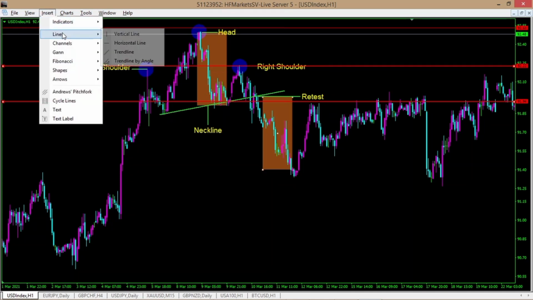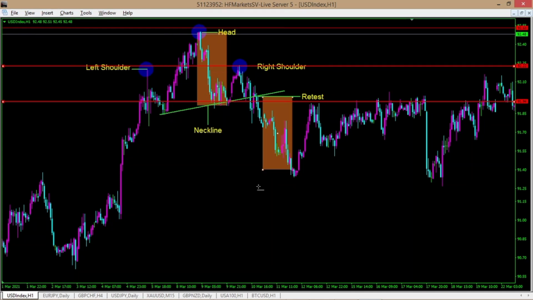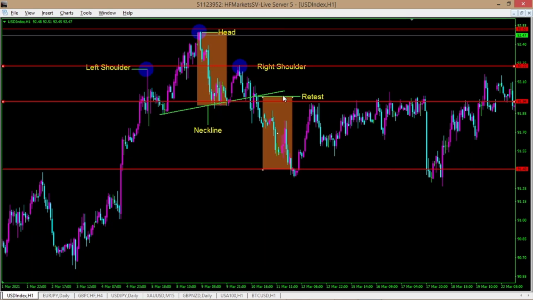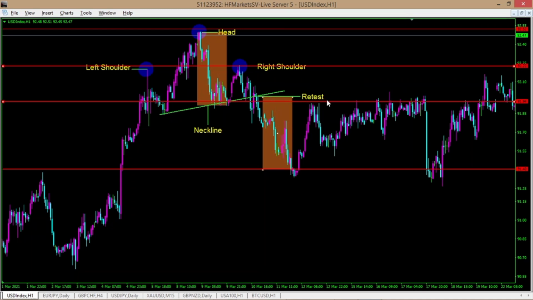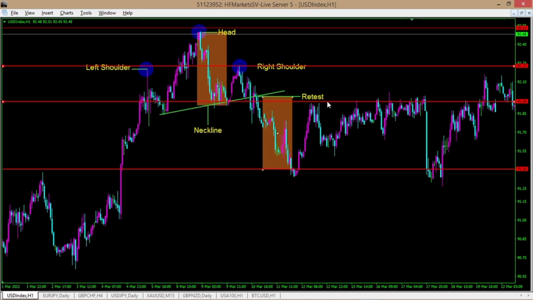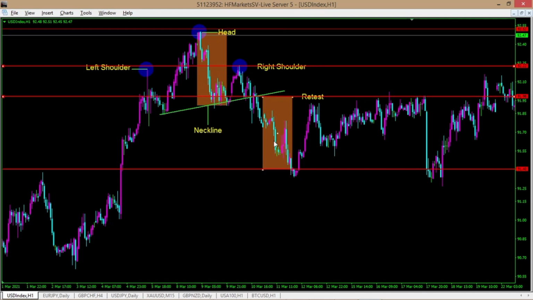I'll insert another line. So our TP is going to be here. That's the same distance between the start of the head and the bottom, and then from our entry point to the lower side, right? So we test our entry. Our entry is at the retest point, so I'll move it up more. Correct. So our entry is at the retest point, and this is our stop loss, and then this will be our take profit. That is how the head and shoulder pattern works.